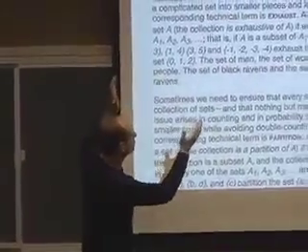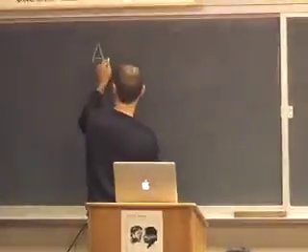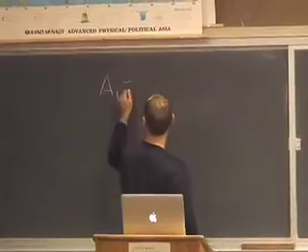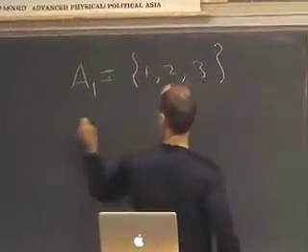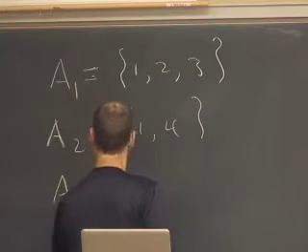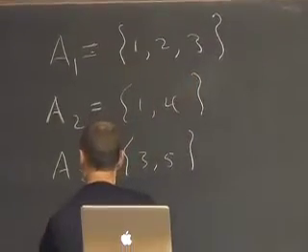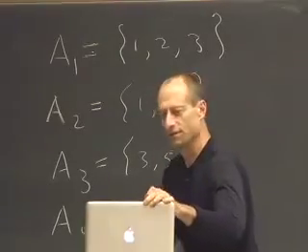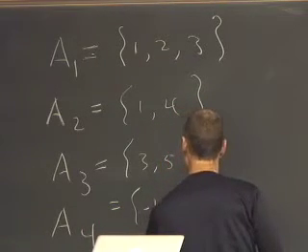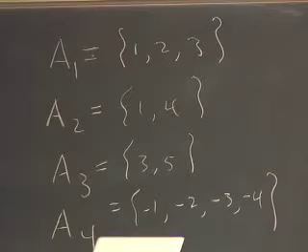Okay, what's involved in exhausting the set is this collection. So I should probably, let me just write this down. So we have A1 equal to 1, 2, 3. A2 is equal to 1, 4. A3 is equal to 3, 5. Can you see that through here? A4 is equal to minus 1, minus 2, minus 3, minus 4. And A is equal to 2, 3, 4, 5.